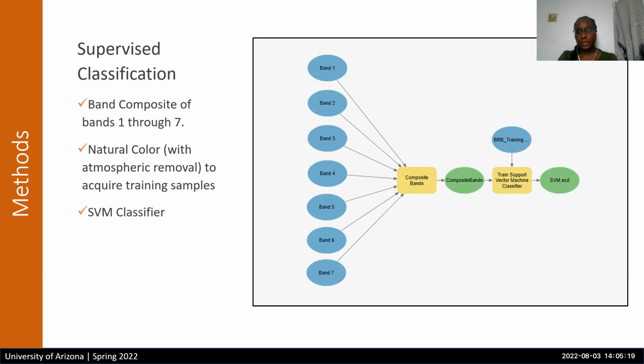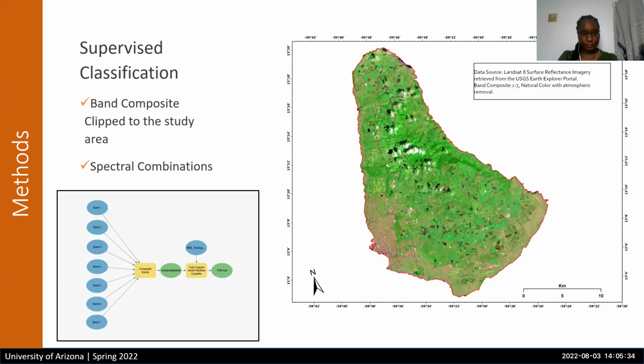For the supervised classification, I'm using a support vector machine classifier, and bands 1 through 7 were chosen to create composites, which were then used within the support vector machine classifier to help with our training samples. This was then clipped to the study area, and a number of spectral computations such as land and water, as well as vegetation analysis, were used to help acquire those training samples.